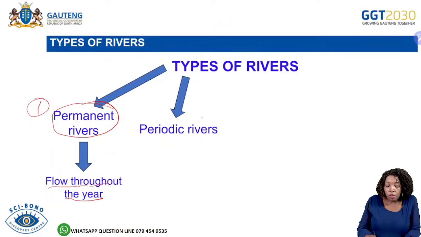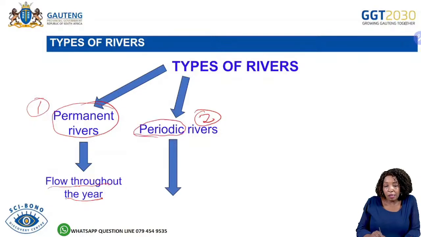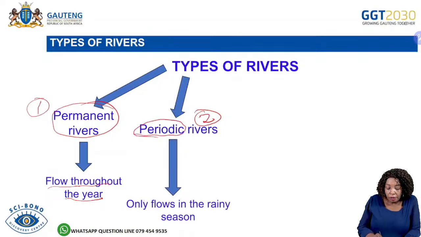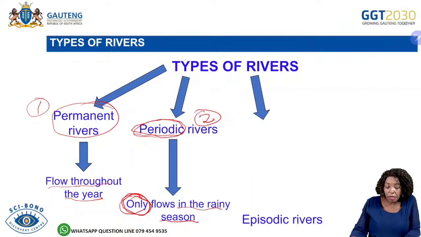Then we've got the second type, which is the periodic river. The periodic river, even the name itself suggests the understanding, periodic. This would be a river that only, keyword there, only flows in the rainy season. So there's a specification of time here, hence we look at the concept of period. It only flows in the rainy season. Thus we term it a periodic river.